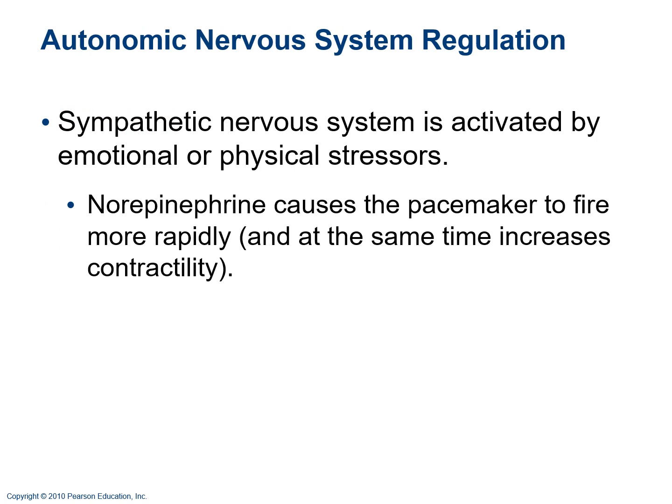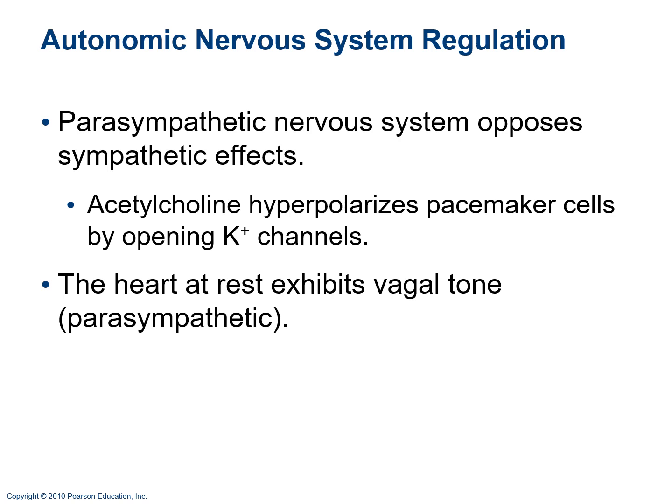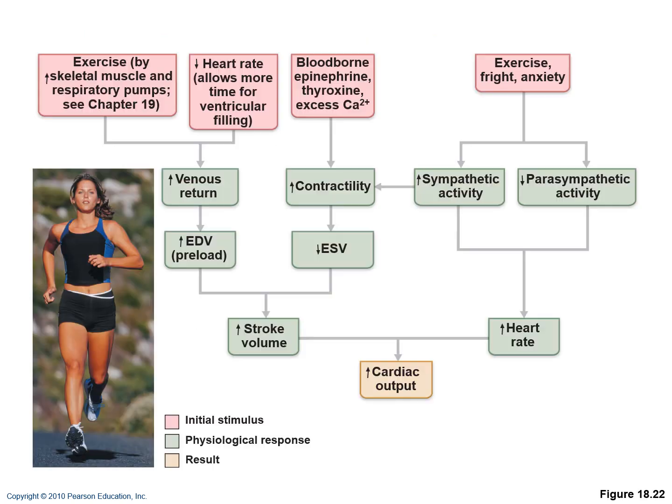Sympathetic nervous system activation kicks in under emotional and or physical stress. Norepinephrine or noradrenaline causes the pacemaker, causes the SA node to fire more rapidly, and at the same time it also increases contractility of the cardiac muscle itself. The parasympathetic nervous system opposes those sympathetic effects. So acetylcholine will hyperpolarize the pacemaker cells by opening potassium channels and letting positive charge out. The heart at rest exhibits what we call a vagal tone, which is run by the parasympathetic nervous system. So at rest, we're under parasympathetic cardiac control.